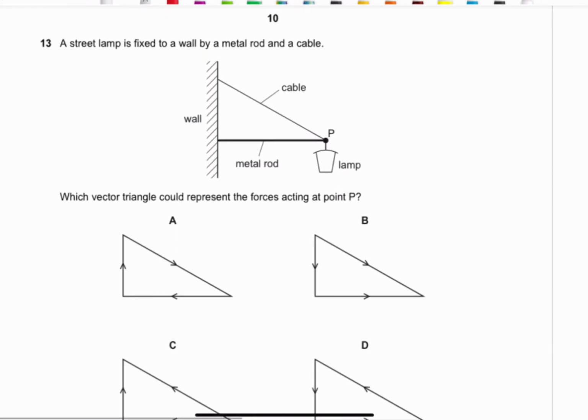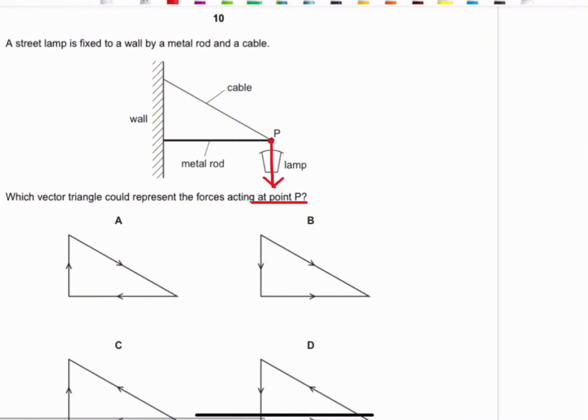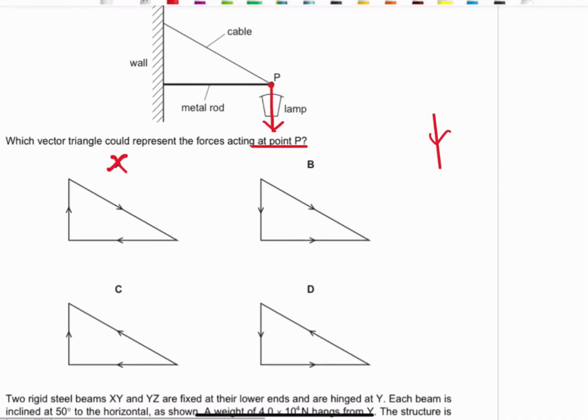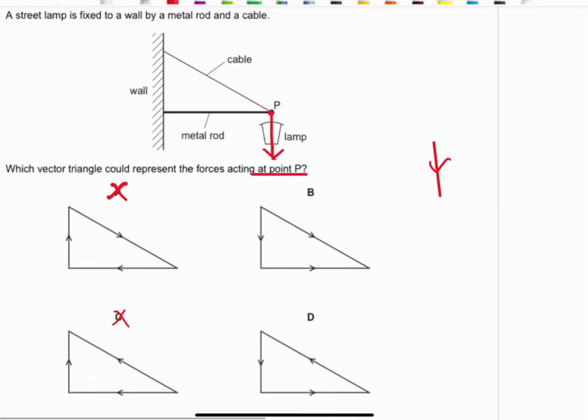A street lamp is fixed to a wall by a metal rod and a cable. Which vector triangle could represent the forces acting at point P? Basically, we're going to have the weight acting downwards at P. So it can't be A because it's acting up, and it can't be C because it's also acting up.